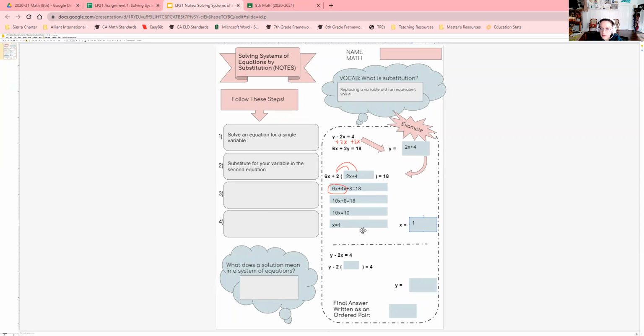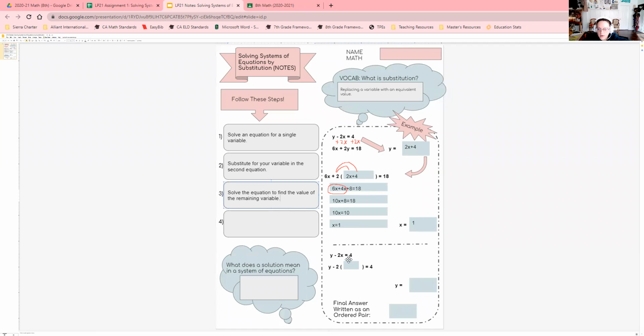So step 3 is what we just completed. Step 3, solve the equation to find the value of the remaining variable. We solved that equation to find that value. The remaining variable here was our x, so x equals 1. Once you know one of those variables, we can go back and figure out what the second one is, what number y would actually be.